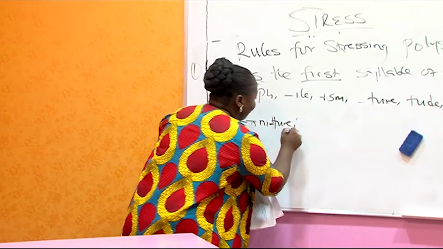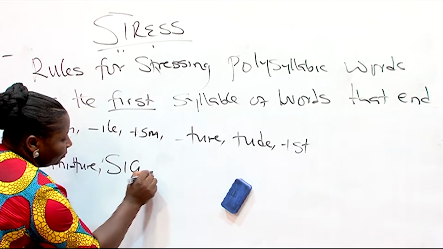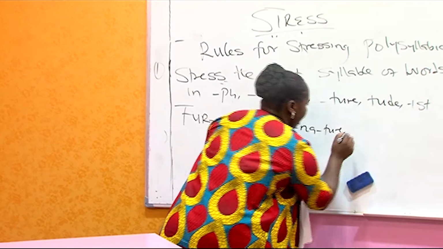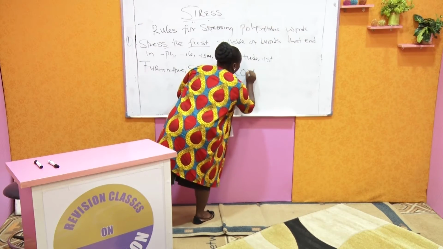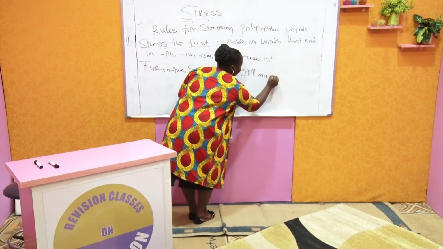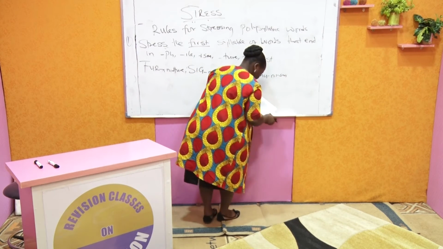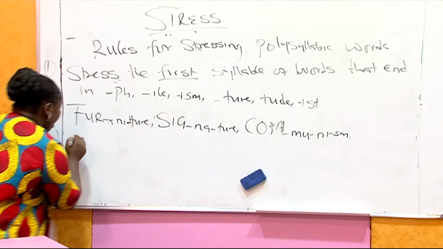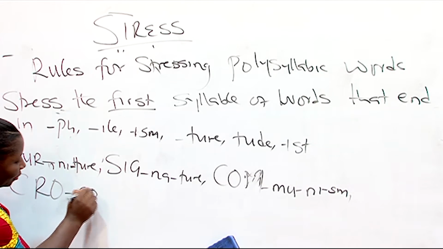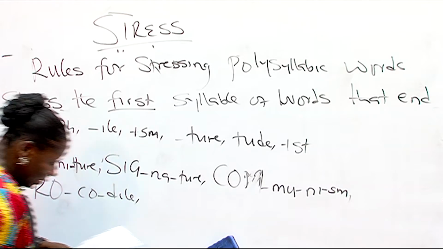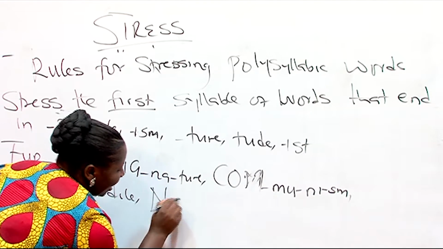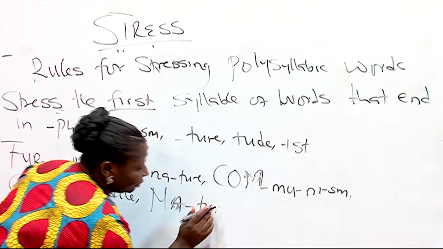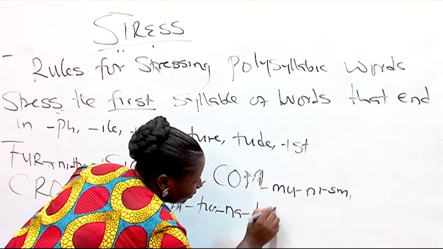Example 2, we also have words like signature, we have words like communism, communism. We have words like crawl, kill, down. We have words like list, etc.